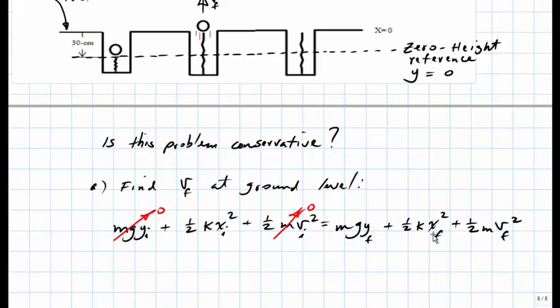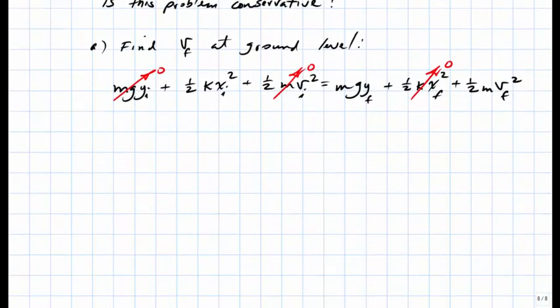X final represents the final compression or elongation in the spring. However, the spring is not compressed and it's not elongated at this location. It is located at its 0 reference, and therefore it has no energy, and this term disappears. And finally, the 1/2 m v_f squared term is not 0 because certainly the ball has velocity at this location where it's being launched. And so our guiding equation looks like this.